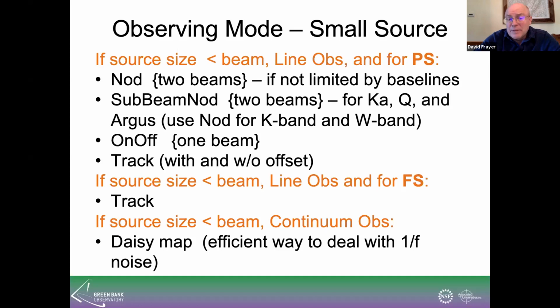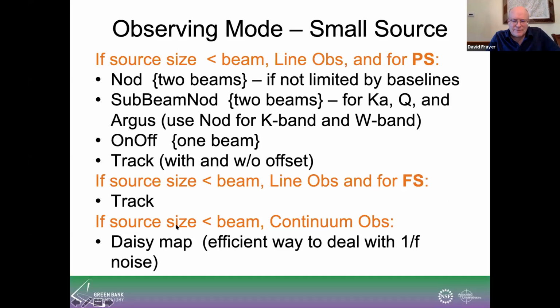If you just have one beam, let's say L band, you can just do an observation called on-off. I have this nod, SubBeamNod, on-off, which are the actual commands that you use for the GBT. You can also do just track. If you want to observe a source in the sky, the command for the GBT is just track, and then you can put in offsets. Now, if you're doing frequency switching, you're not moving the antenna or the subreflector, you just observe with the track command and do frequency switching.